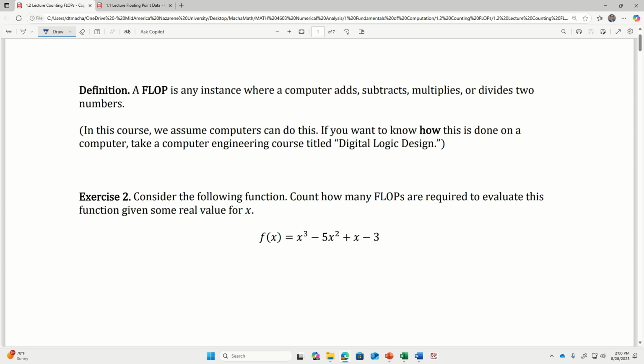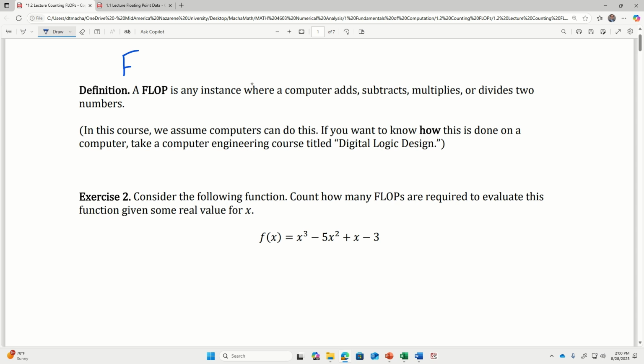We're going to assume that computers can do this. I don't think you can take this class at MNU, but in other universities, you can take a class called Digital Logic Design. It would normally be inside their computer engineering department. You can even find a textbook if you're extremely interested, but we are going to avoid that topic altogether. What we really care is that computers can do this.